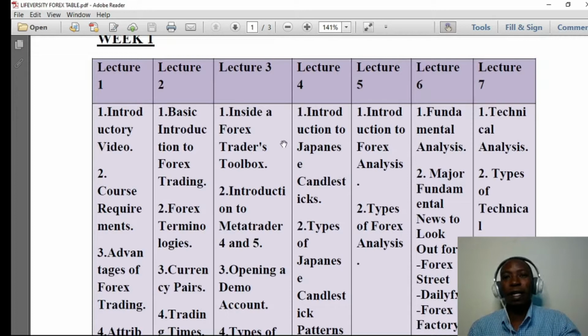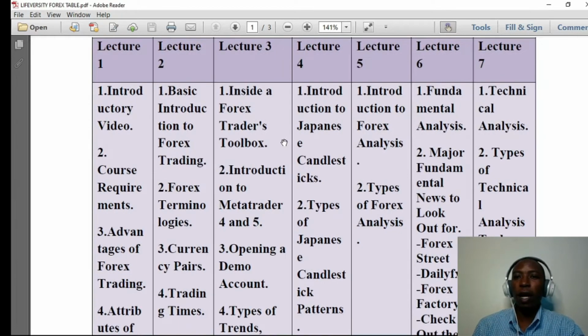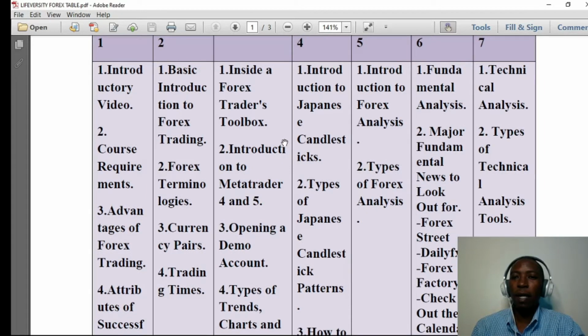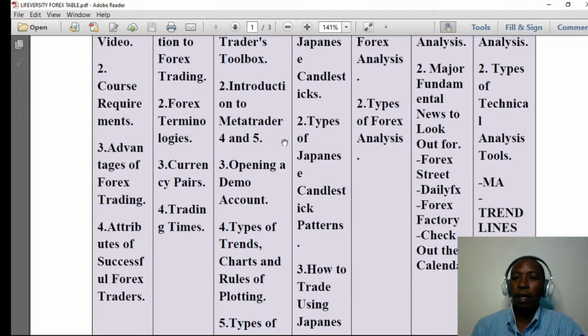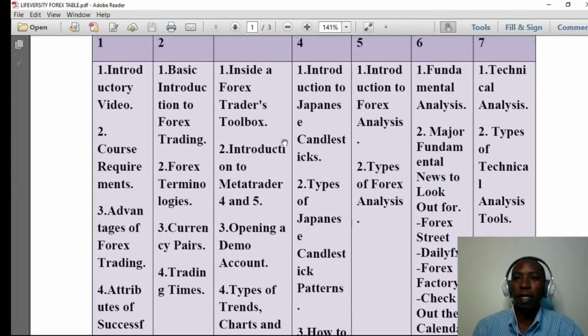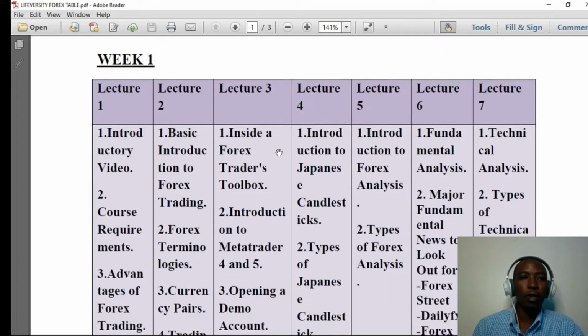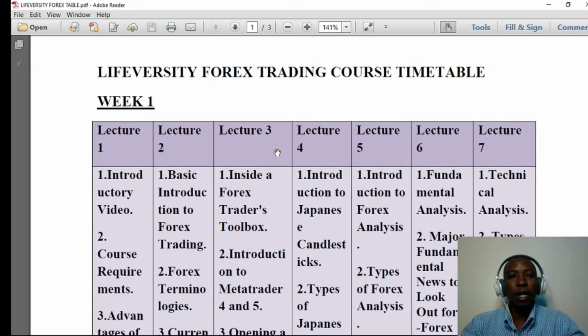And then lastly, in this week we shall have lecture 7. That is part 1 technical analysis, part 2 types of technical analysis, where we shall look at the MA or the moving average, the trend lines, and the Fibonacci retracements. So that is basically what you should expect in the first week of the Lifeversity Forex Trading course.